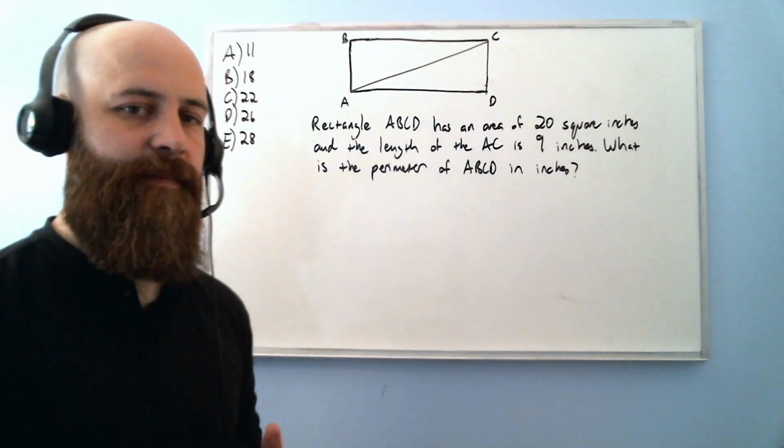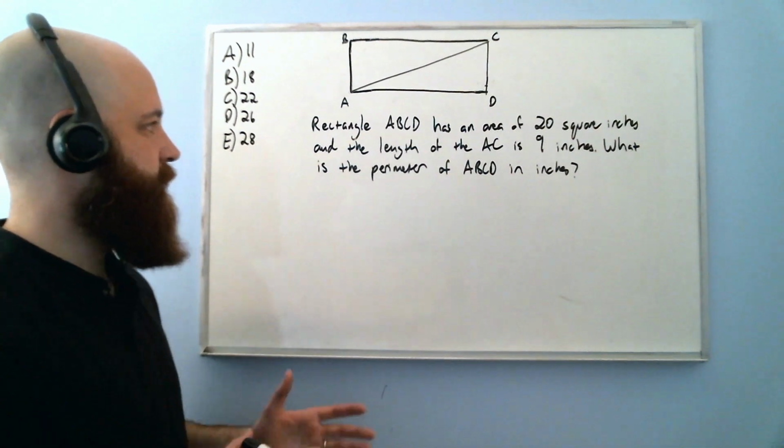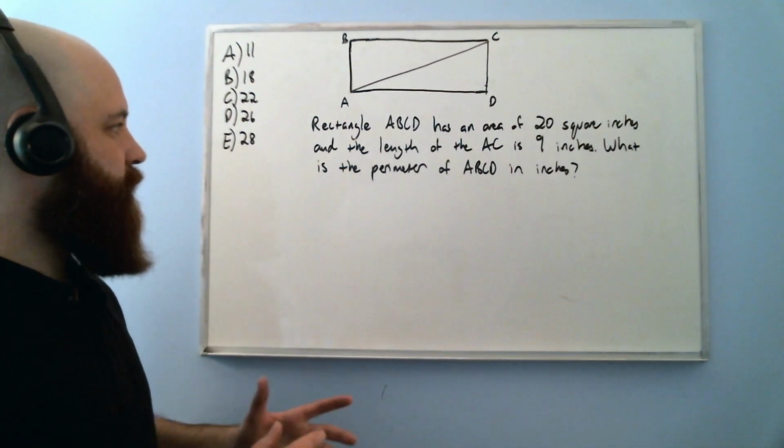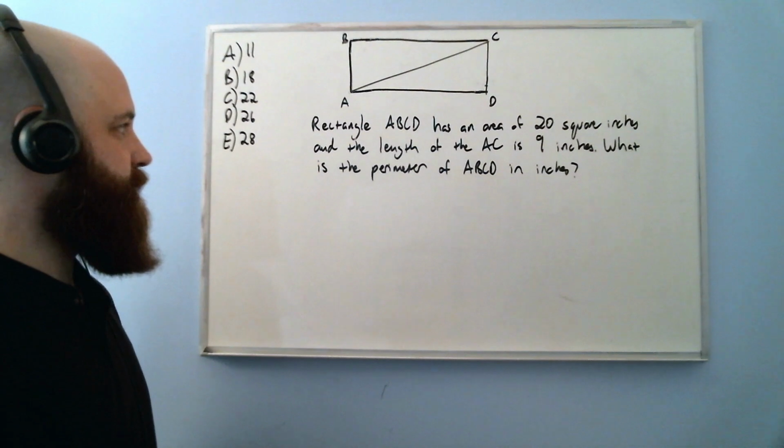Okay, rectangle ABCD has an area of 20 square inches, and the length of AC is 9 inches. What is the perimeter of ABCD in inches?